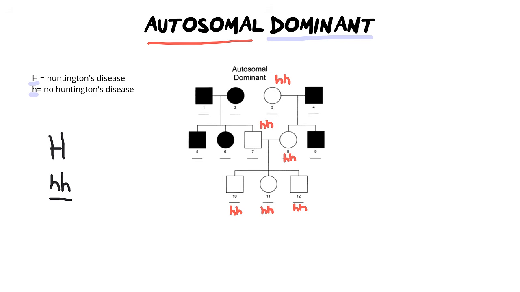Huntington's. They're the ones that are not colored in. So any of the circles or squares. Now that I've done this, I know these for certain because the only way to not have Huntington's is to have two small lowercase h's. But what about the rest of these individuals?